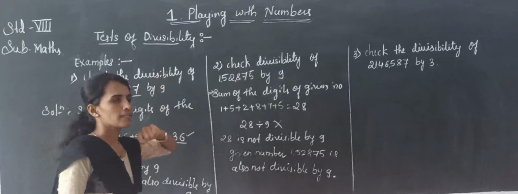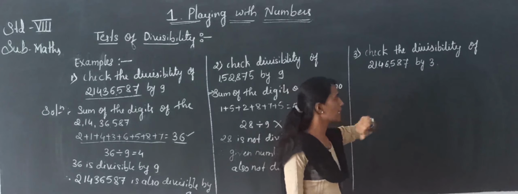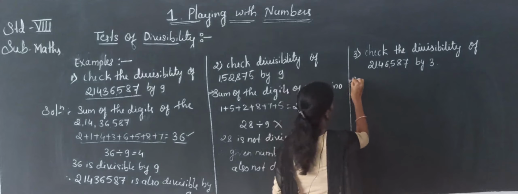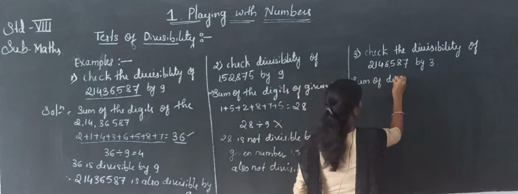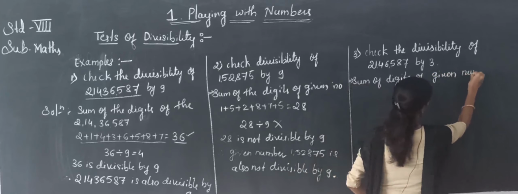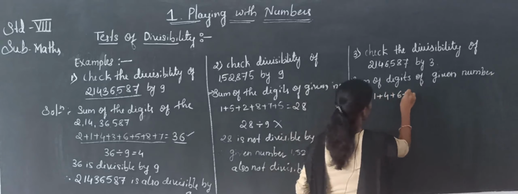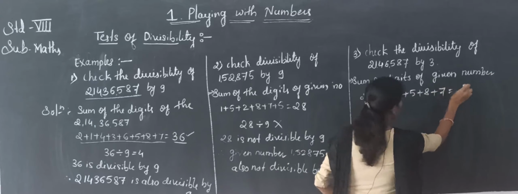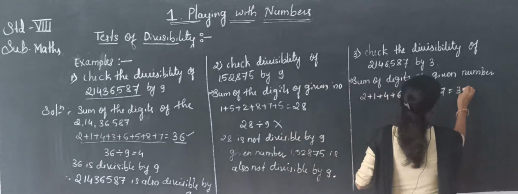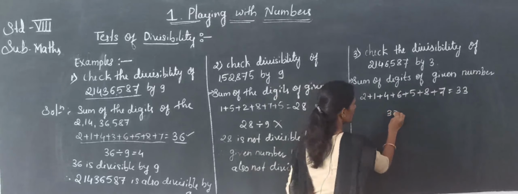So the same as next one. Here check the divisibility rule of 3. For 3, they gave the number 21,46,587. Check whether this number will be divisible by 3 or not here. Therefore, sum of digits of the given number: add 2 plus 1 plus 4 plus 6 plus 5 plus 8 plus 7. So the sum will become 33. So whether 33 will be divisible by 3 or not? Yes, 33 will be divisible by 3.